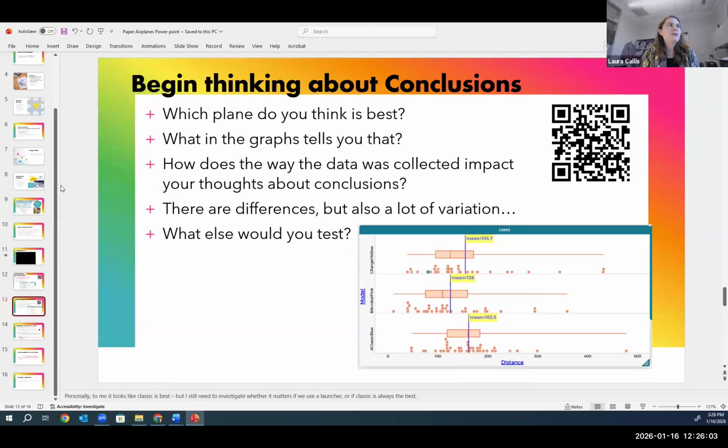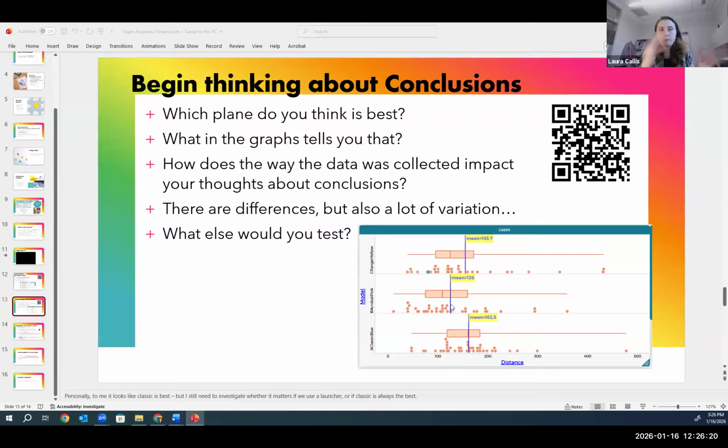So let me share my screen for some other things that we can do. Okay, there it goes. So you can start having these conversations about making conclusions. We would still probably want to talk about inference, but I think the nice thing about the airplane data is you can see the spread so widely compared to the mean.